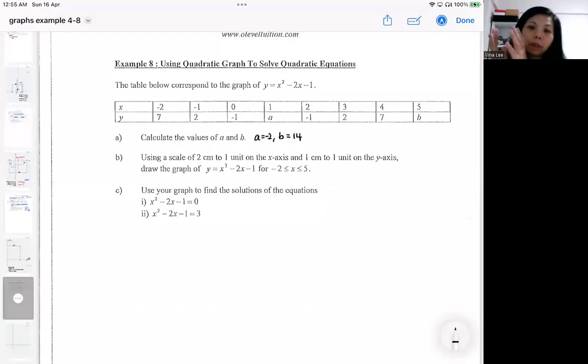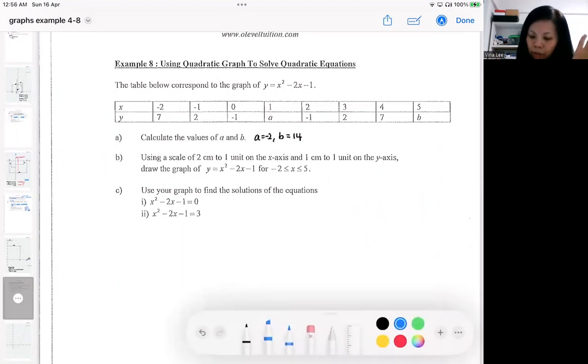Okay, so in this example, the main thing is to learn how to use the graph to find solutions of equations. So the key thing is you must use the graph. A lot of people will find this very difficult. Okay, I won't be running through the drawing.